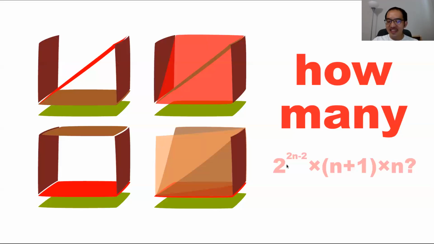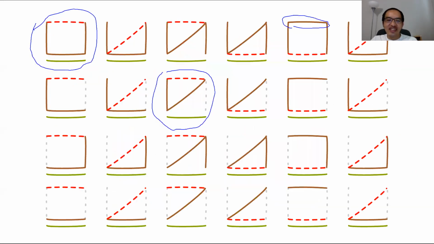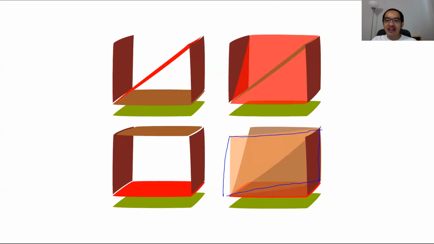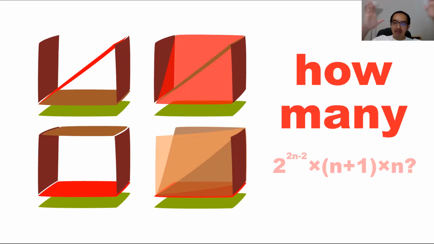So can you repeat the question? Okay, the question is, how many are there for different combinations? In the two-dimensional case, we see that there are 24. And n will be the total dimensions we have. So the formula is correct when n is 2. Is this the correct formula?